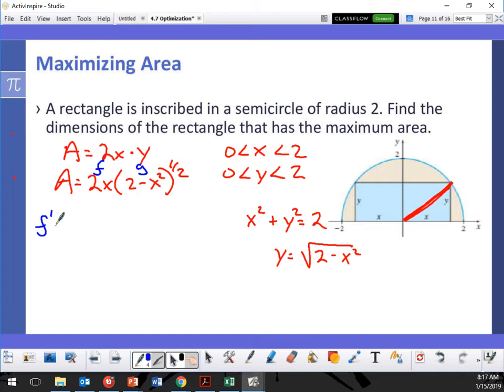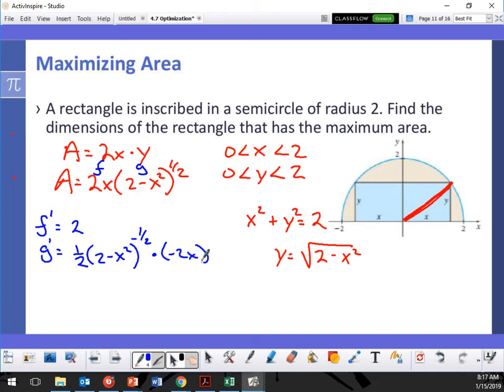So f prime would be 2. g prime would be 1/2 times (2 minus x squared) to the negative 1/2, times the derivative of the inside, which would be negative 2x. Did I lose anyone on that? Because this is something we haven't done in a little bit. Let me clean that up a little bit.